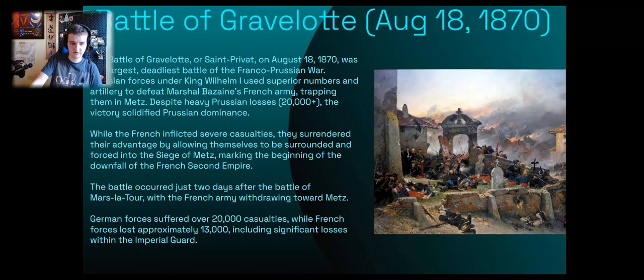The battle occurred two days after the Battle of Mars-la-Tour, with the French army withdrawing toward Metz, because by that time they were running low on ammunition and gunpowder against the Prussians. The French were basically outgunned and desperate, could no longer maneuver, and were not effective enough against the Prussians. The German forces suffered around 20,000 casualties, while the French suffered 13,000, including significant losses within the Imperial Guard.